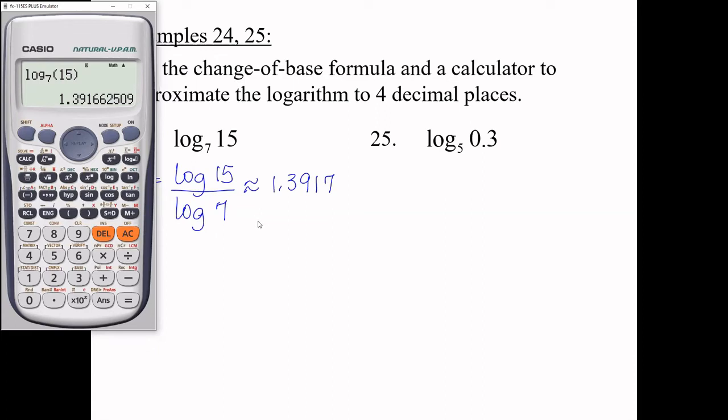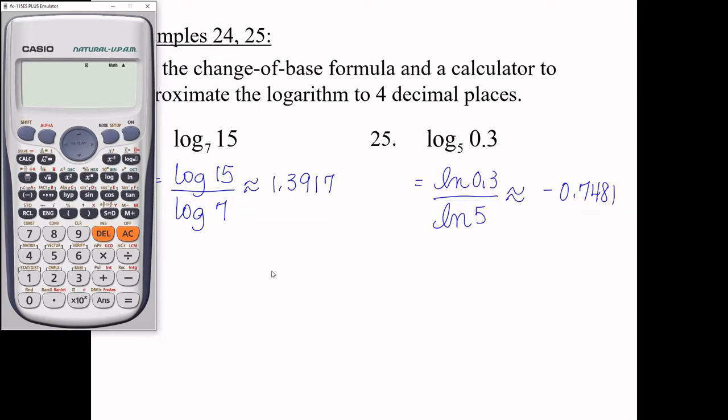Okay, let's go on to the next problem. Log 5 of 0.3. I'm going to clear this. Now, we can do that. Or we can do this. 5 over 0.3, equals. Okay? Much simpler if you have this log base of argument key.